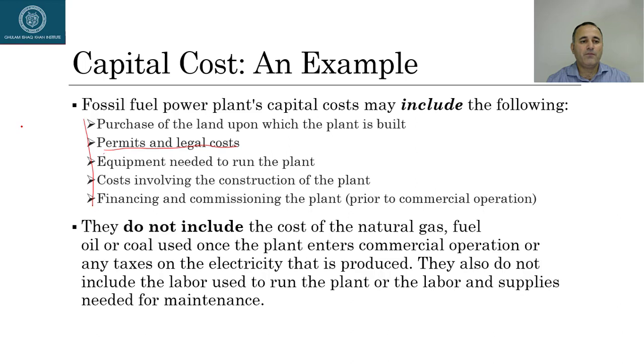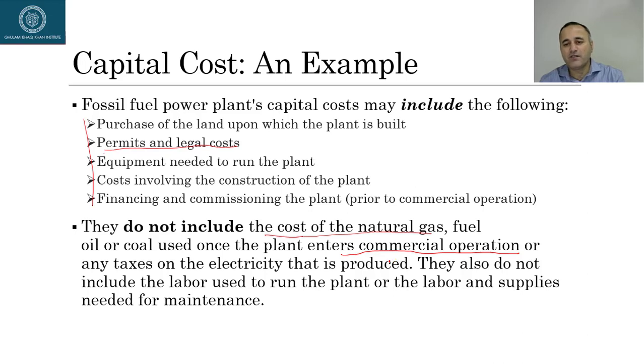Because the definition, as you remember, was that all the cost of a project to the point when it becomes commercially operable. So you need land, you need building, you need equipment. They do not include the cost of natural gas, fuel oil, or coal used once the plant enters commercial operation. So it does not need these costs. The reason is you will only incur these costs once the project becomes operational. Up to the point it becomes commercially operational, all those costs can be classified as capital cost.